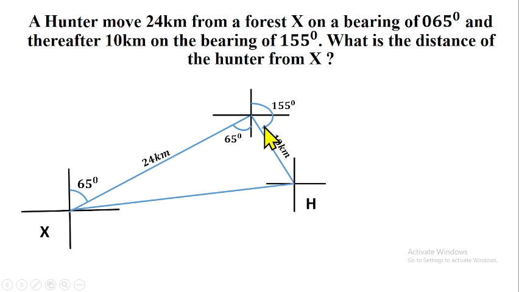If from here to here is 155, and we know that from the north to the south is 180, so how do we get from here to here? We remove 155 from 180. That will give us the angle that is here, and that should give us what, 25 degrees.